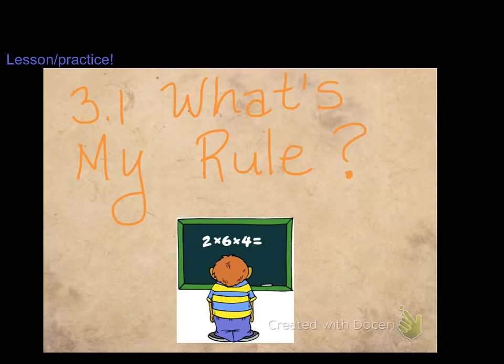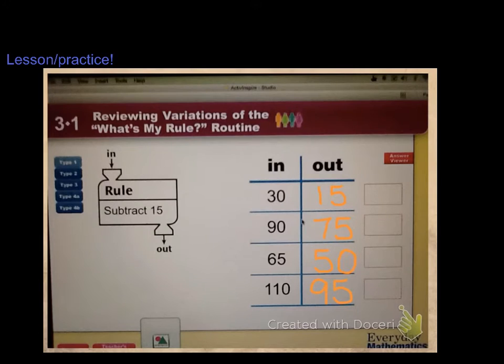Hello, today we're going to do lesson 3.1, What's My Rule? And we're going to do some problem solving. This is what's called an in and out box. And the way it works is we have this so-called machine over here that if we could actually put a number in the top, that would be our input. And there's usually a rule inside the little machine that it's going to operate on that number, and then it will give us an output or an out number.